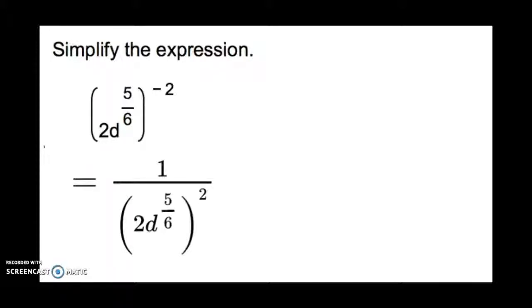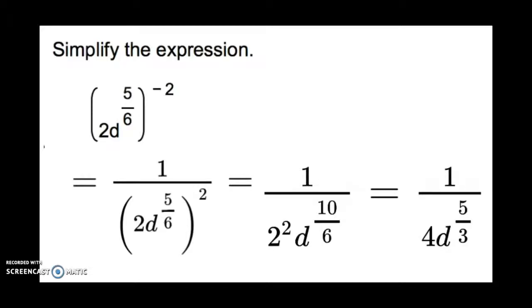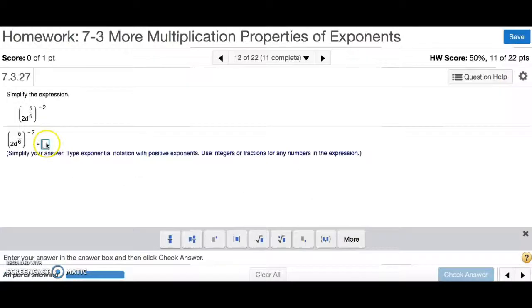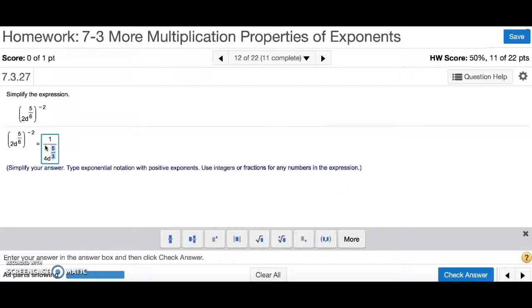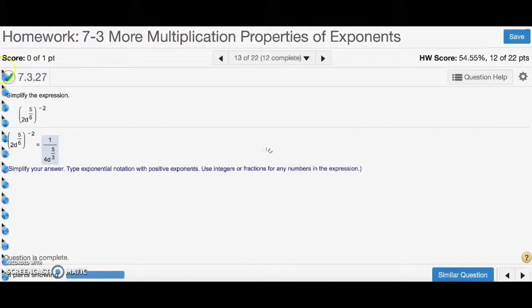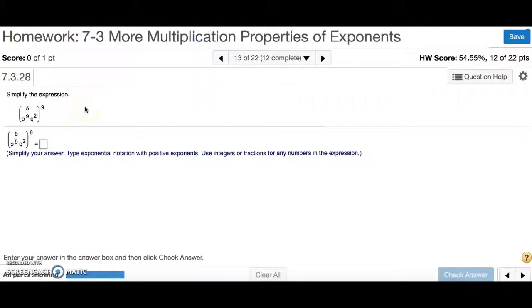So I'll have 2 squared, and then I'll multiply 5 over 6 times 2, which gives me 10 over 6. Now I can reduce 10 over 6 by dividing top and bottom by 2, which will give me 5/3. And then 2 squared is 4, so I have 4d to the 5/3 power all underneath of 1. So let's type that in. 1 over 4d to the 5/3 power. And that's number 12.